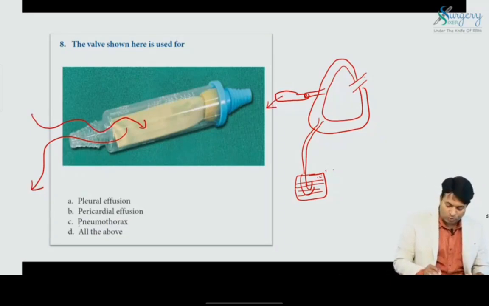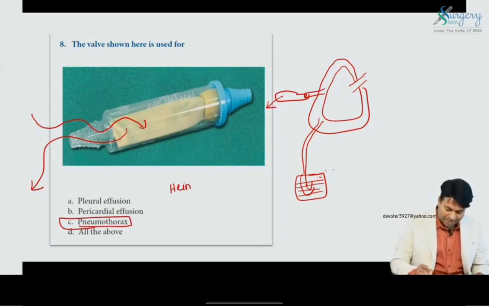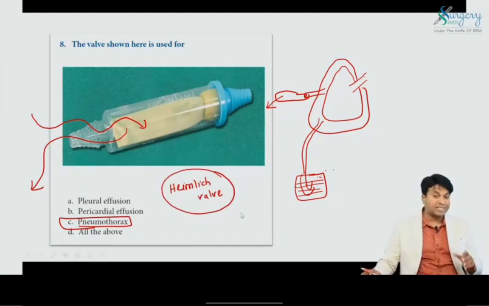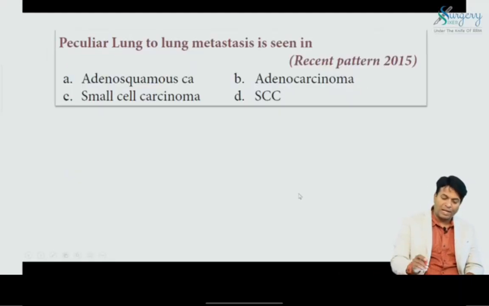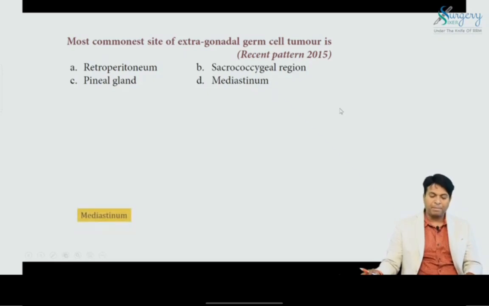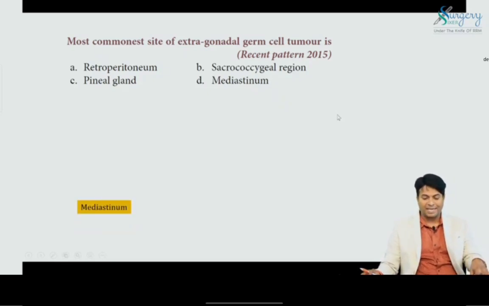So what is the name of this valve used in pneumothorax? This picture is taken from Sabiston. This is the Heimlich valve. The Heimlich valve is used in pneumothorax. Instead of an underwater drain, we can use this Heimlich valve. Peculiar lung-to-lung mets is seen with adenocarcinoma. The commonest site of extragonadal germ cell tumor is the mediastinum.